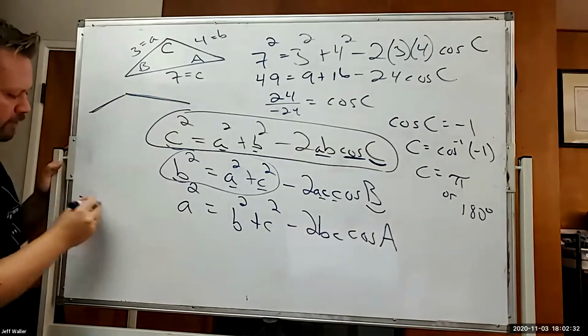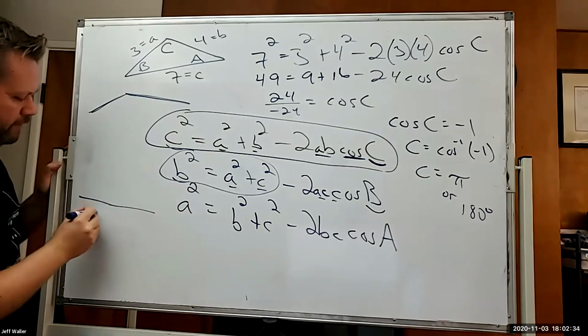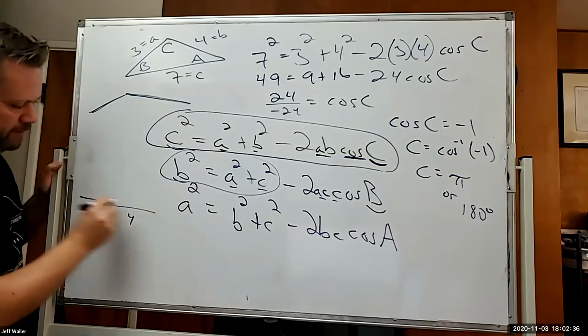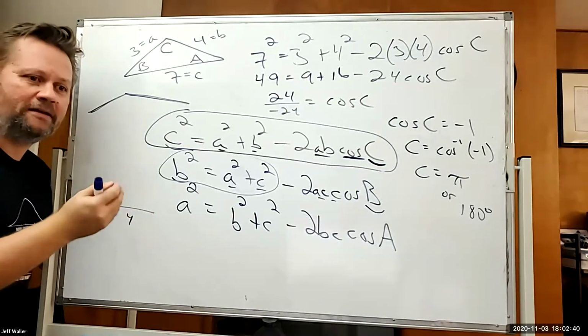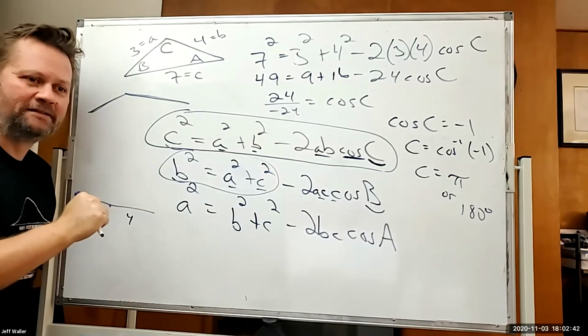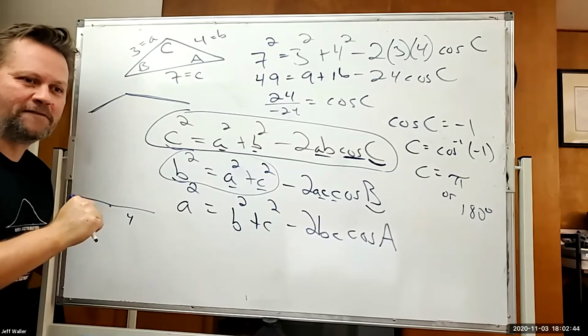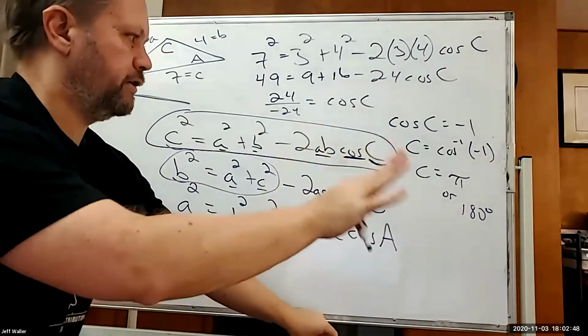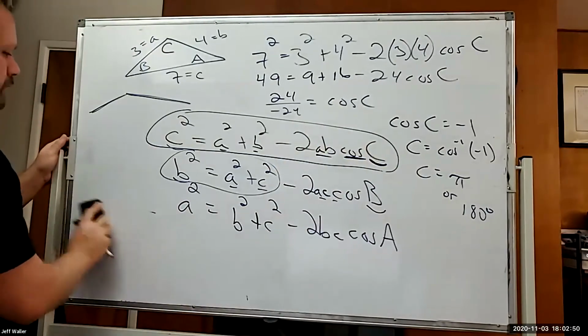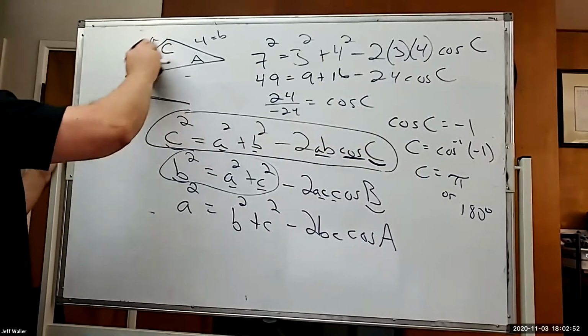Because the only way to have a 3 and a 4 and then to have the side be 7 is if they're straight, and then it's not a triangle. Does it make any sense? Yes, that makes sense. Thank you. So let's try another problem that'll actually work. So let me recreate this guy.